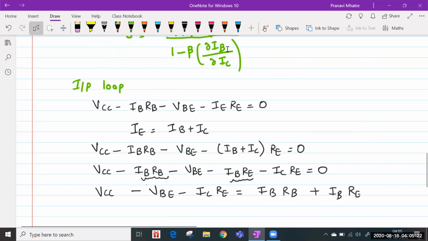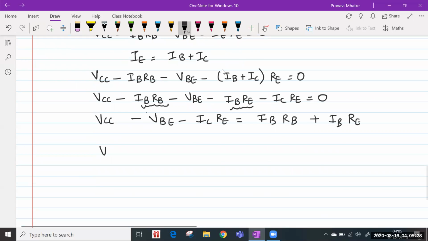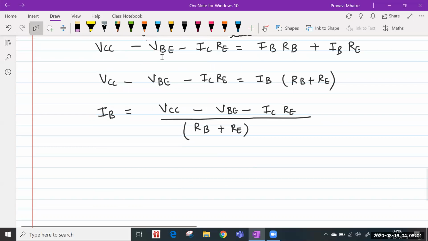So my expression says find out dou IB by dou IC. That means I need to take this expression in terms of IB only, which is equal to IB into RB plus RE. So my IB is equal to VCC minus VBE minus ICRE upon RB plus RE. Now I'll take the derivative with respect to IC. So I'll differentiate this with respect to IC.